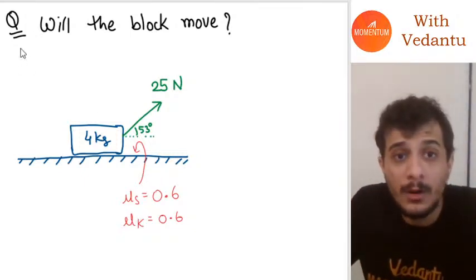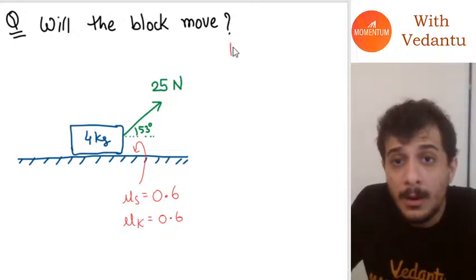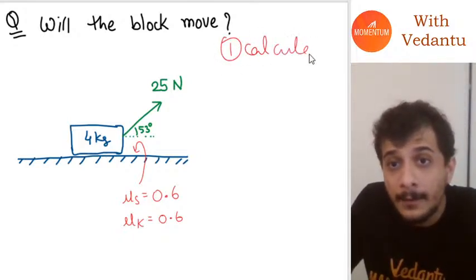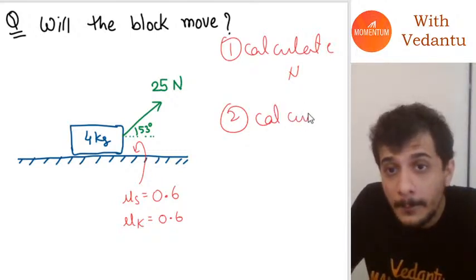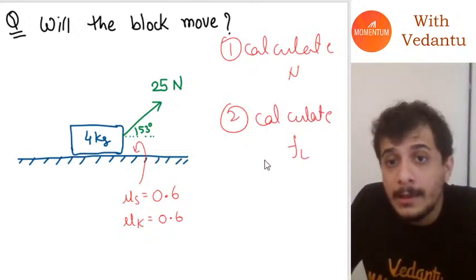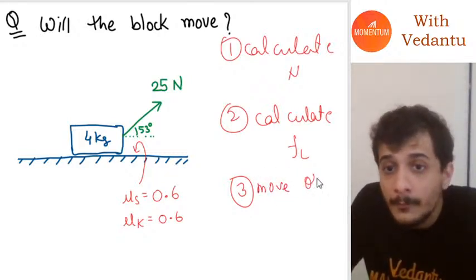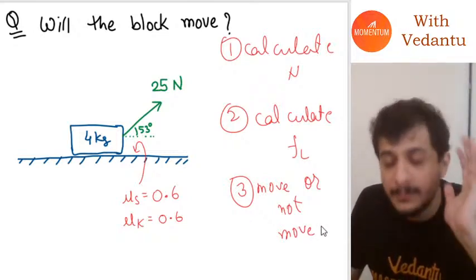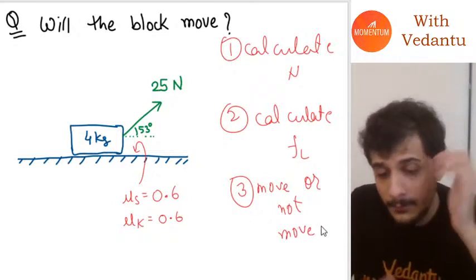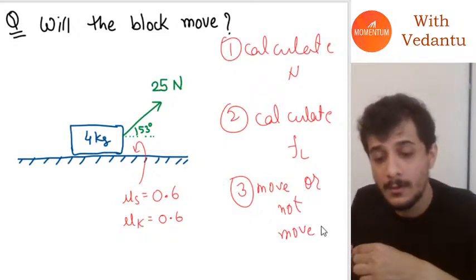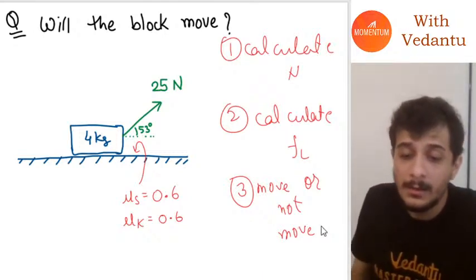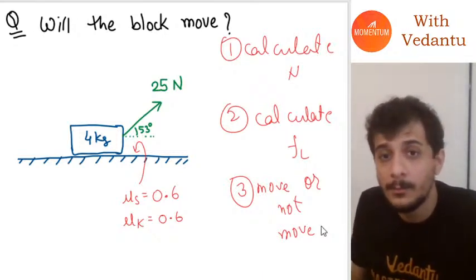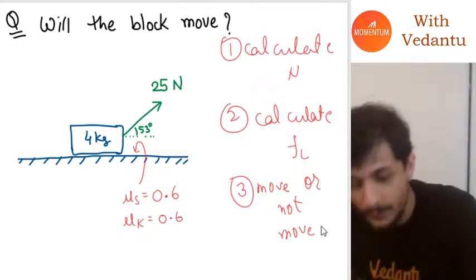Always remember to follow the steps. Step number one is calculate N, and step number two is calculate FL. Step number three is then decide: move or not move.